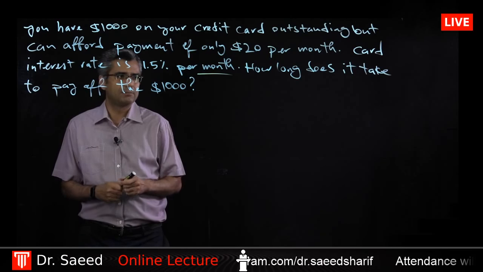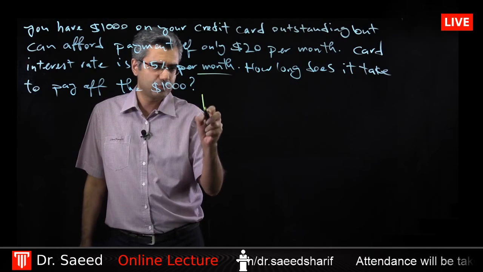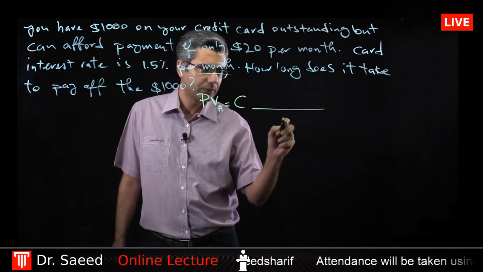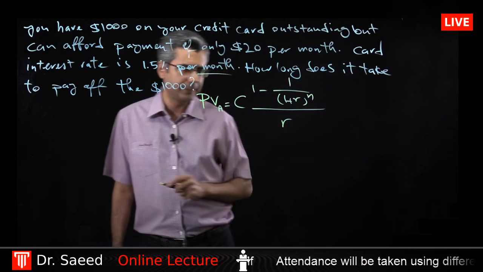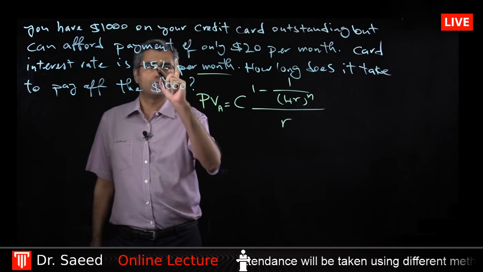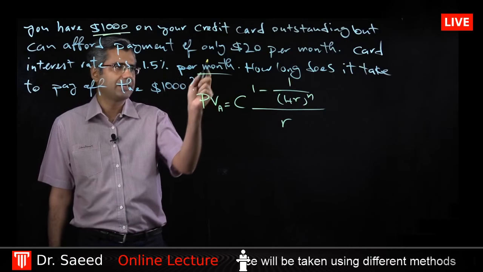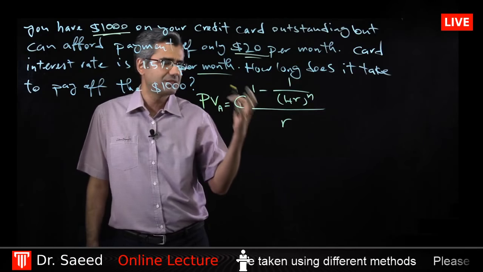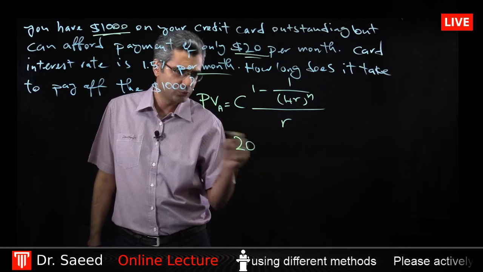So let's write the annuity formula here. Present value of annuity is cash flow, times interest rate, times 1 minus 1 over 1 plus r to the power n. You want to pay some money, $20 per month. So the $20 per month is the fixed constant cash flow. So it's C, right? So C is $20.